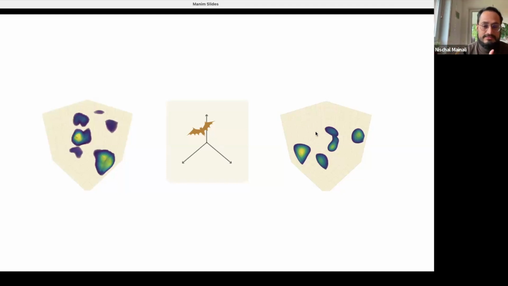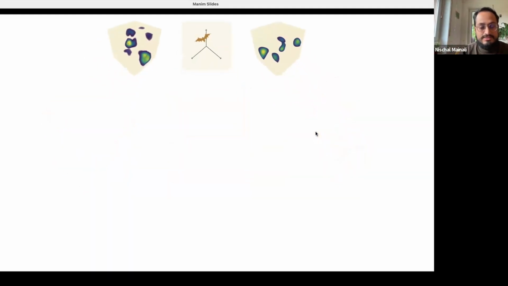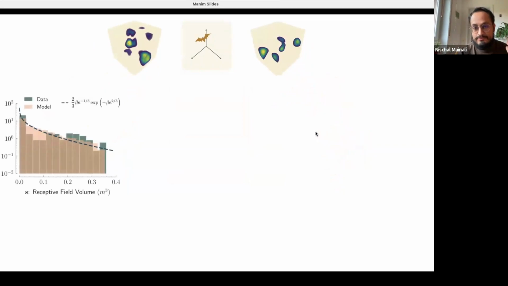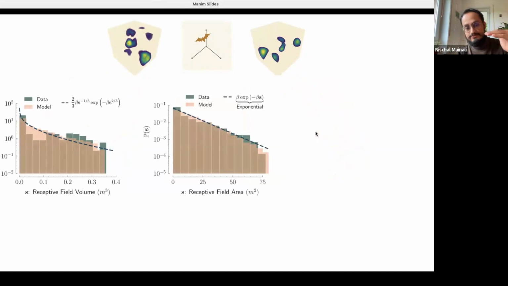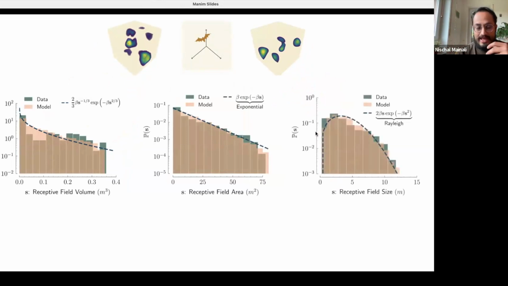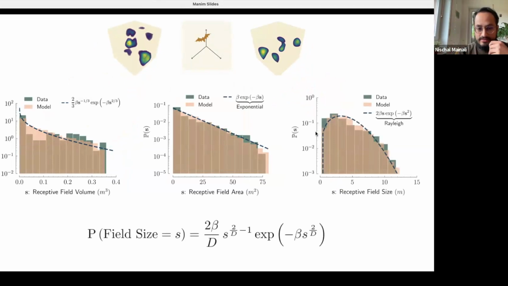So firstly, we can measure the volume of these quantities and substitute d equal to 3 in the expression that we had before, and we get a nice fit with the distribution of receptive field volumes. Then we can look at 2D slices of the receptive fields, both in data and model, and measure the receptive field area and substitute d equal to 2, and we get the exponential distribution. Finally, we can repeat the procedure with d equal to 1 and get the Rayleigh distribution. And this is a nice way to validate the prediction for the field size distribution across the values of d going from 1 to 3. Cool.